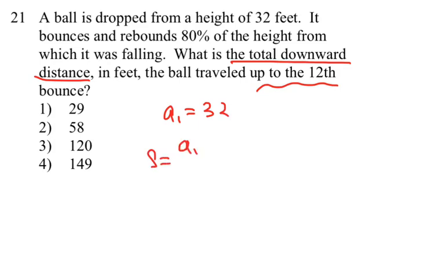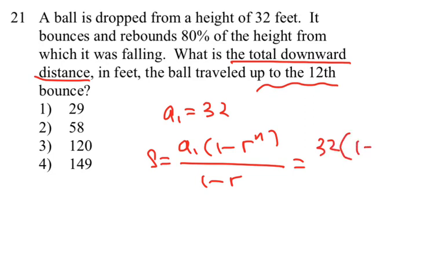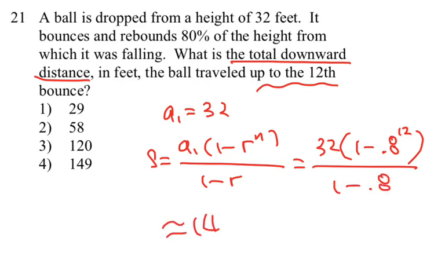Formula for the summation is a sub 1 and then 1 minus r to the n power all over 1 minus r. So what we end up getting is a sub 1 is 32 because it's coming down from 32. Now, this is how I can put it in. When you put that into calculator, you'll get 149 about would be your answer. So choice 4 becomes the answer.